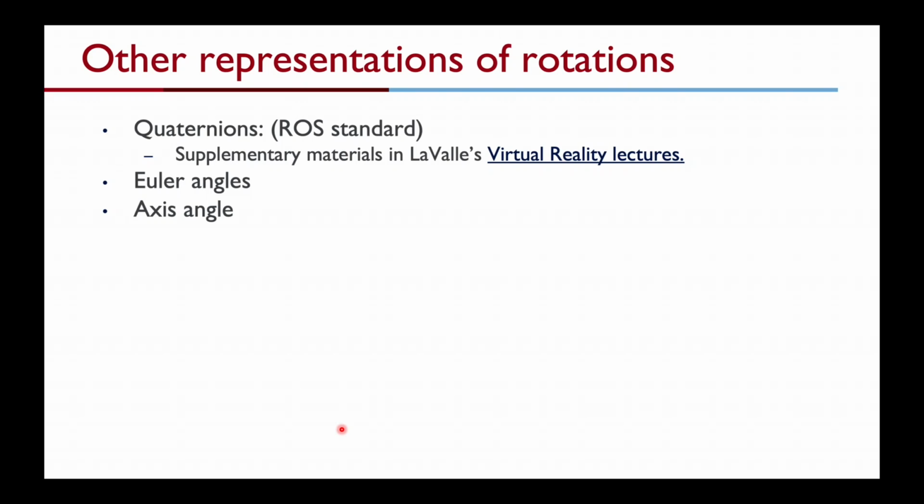There are other ways to represent rotations as well. For those of you who are familiar with drones or aerial vehicles, they tend to use quaternions or Euler angles. Euler angles are another name for yaw, pitch, and roll, and axis angles as well. You can read more about that in the ROS documentation. That's not really relevant to the F110 ground vehicle.